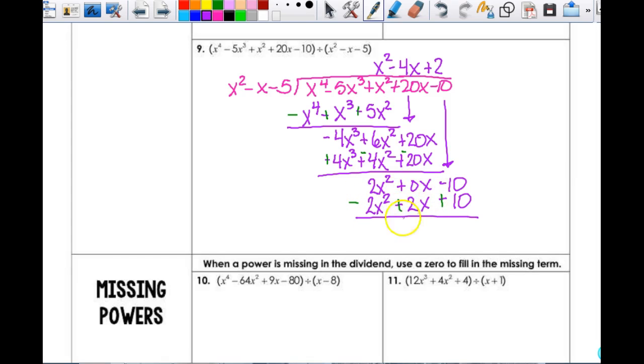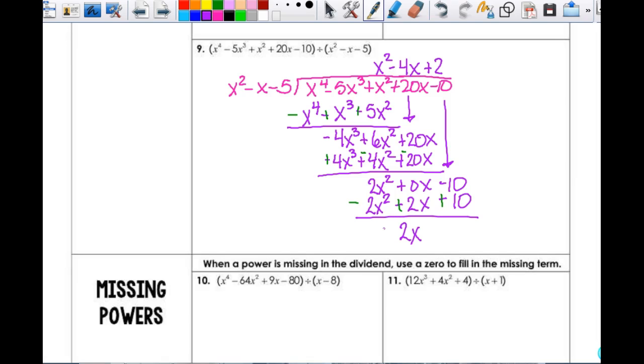Does this zero out? No, I get 2x. And does this zero out? Yes, so my remainder is just 2x then. Okay. So when the first term zeroes out, you don't have to put 0x squared, but if there's anything in the middle or on the end, and it's not the very last step, you need those zeros in there.